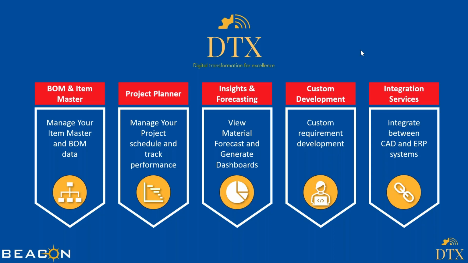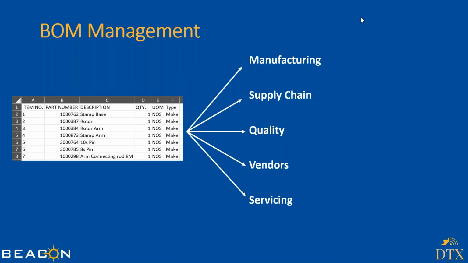Now, when we create an Excel-based bill of material or a SolidWorks-based bill of material, we update it with data like the unit of measurement and the type, as you can see here. There could be other properties which might not come into the SolidWorks CAD as such, but are required for further processing. Once we make this update, we send it out to the various departments like manufacturing, supply chain, quality, and then vendors and servicing.